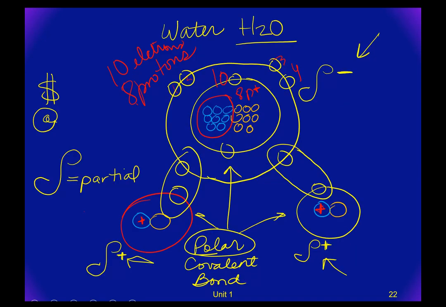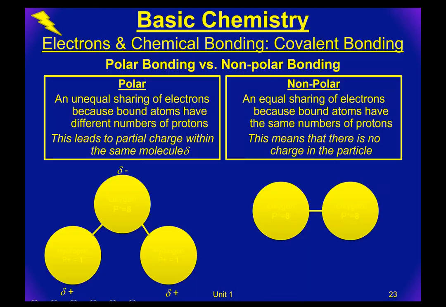So here, because of that difference in proton number between the oxygen and the hydrogens, it is unequal sharing. Are they still sharing? Yes, they are, but it is not equal. So when we talk about covalent bonds, they can either be polar or they can be nonpolar. If they are polar, it is unequal sharing of electrons because of the different numbers of protons.